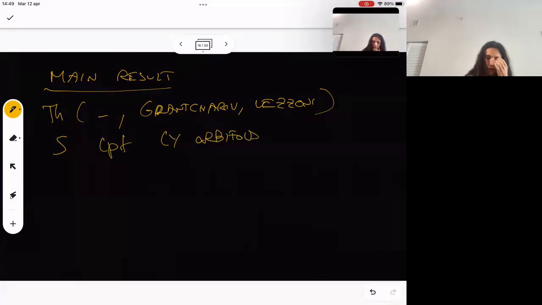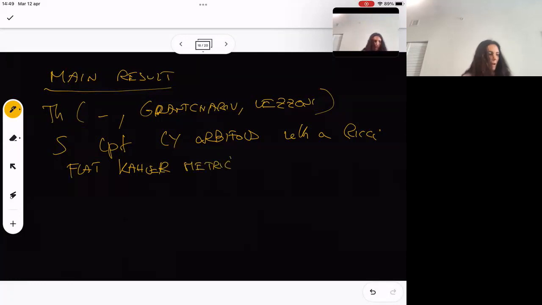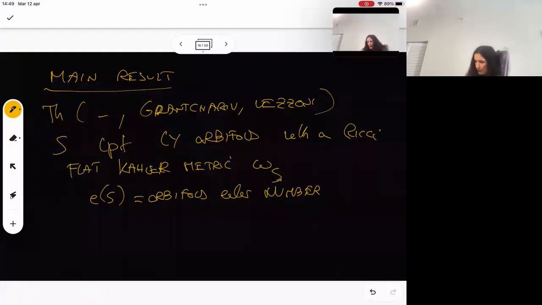So I mean that the canonical bundle is trivial, with a Ricci flat Kähler metric, that we will denote omega_S, like before. And let's denote with e_S the orbifold Euler number. In the equation by Fu and Yau, this number was essentially 224. Here we will make that explicit in general.